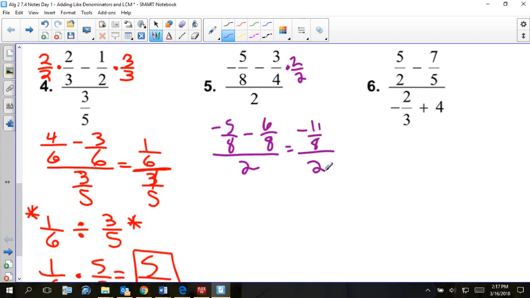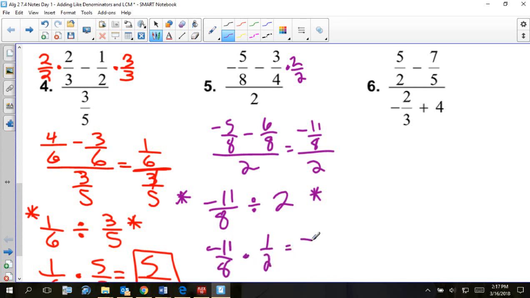So again, this step is the step where people make mistakes, the step that I'm about to do. So what I'm saying to myself is I have negative 11/8 divided by what number? 2. I have negative 11/8 divided by 2. So when you change it into multiplication, you have negative 11/8 multiplied by a half. So you get negative 11/16. So that step I started is the one that people make mistakes on.